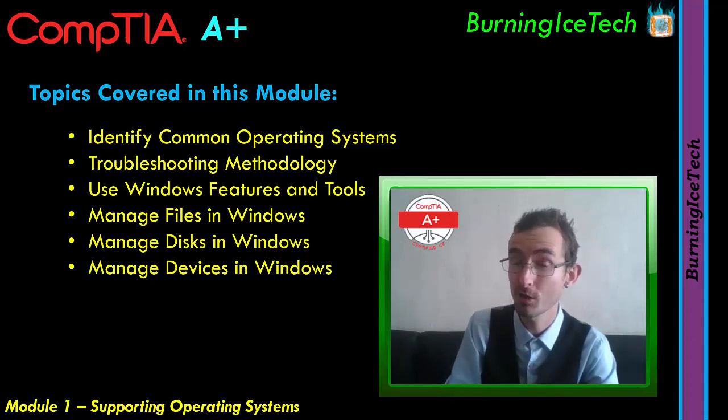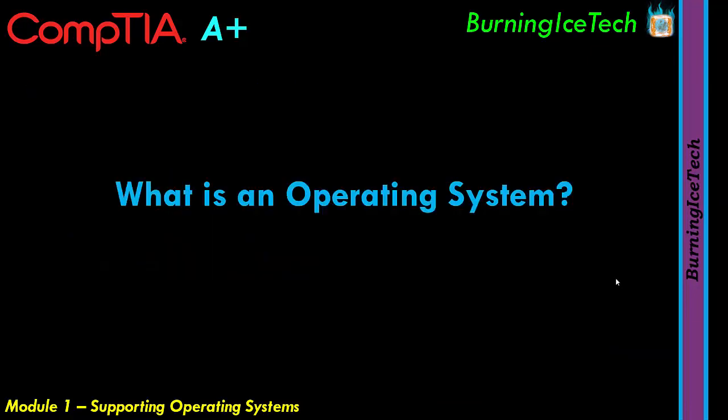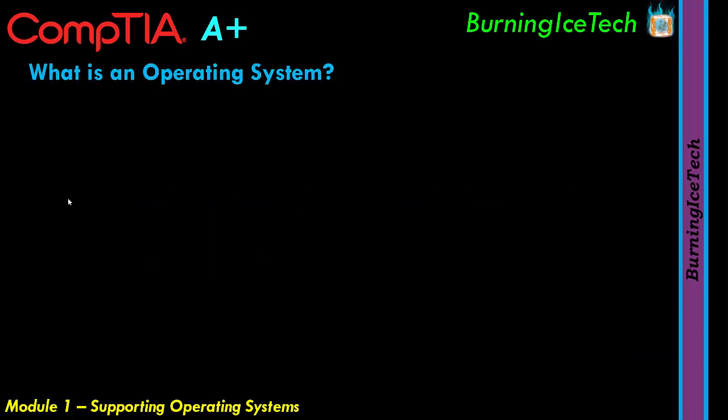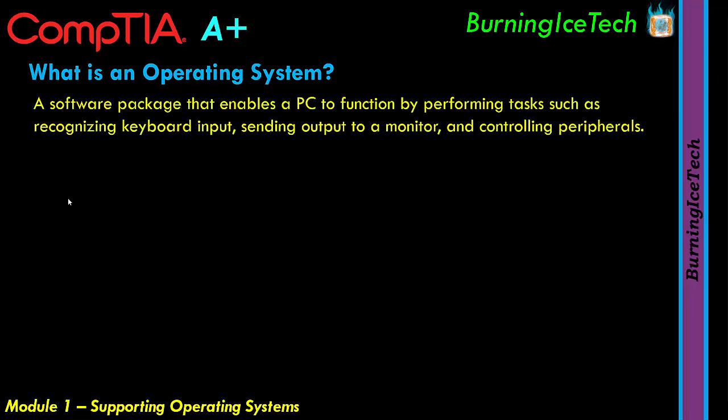So on to our first topic in this module, which is what is an operating system? Well, guys, an operating system is basically a software package that enables a PC to function by performing tasks such as recognizing keyboard input, sending output to a monitor, and controlling peripherals. Obviously, it's much more than that.